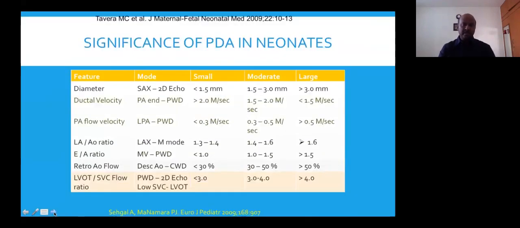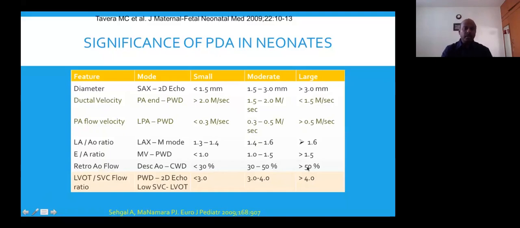And how do you signify a PDA in neonates? You have a diameter. If it's more than 3, it's large by echo. If the ductal velocity is less than 1.5 meters per second, then it signifies a large shunt with high PA pressures. PA flow velocity again can be used in the LPA to signify a shunt. LA aortic ratio, like I said, more than 1.6. And also retrograde aortic flow more than 50%.